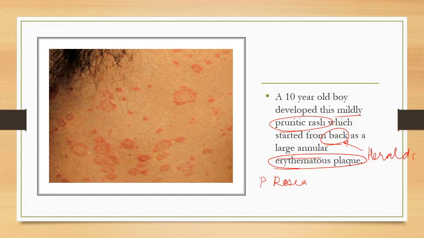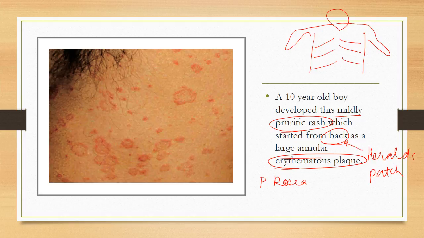the Herald's patch. Another important thing that is sometimes asked is that after the initial lesion on the torso of the body, this can take the appearance of a Christmas tree. The lesions can get arranged like the fir tree or the Christmas tree, and that is why it is sometimes mentioned in the questions and is also an important hint.